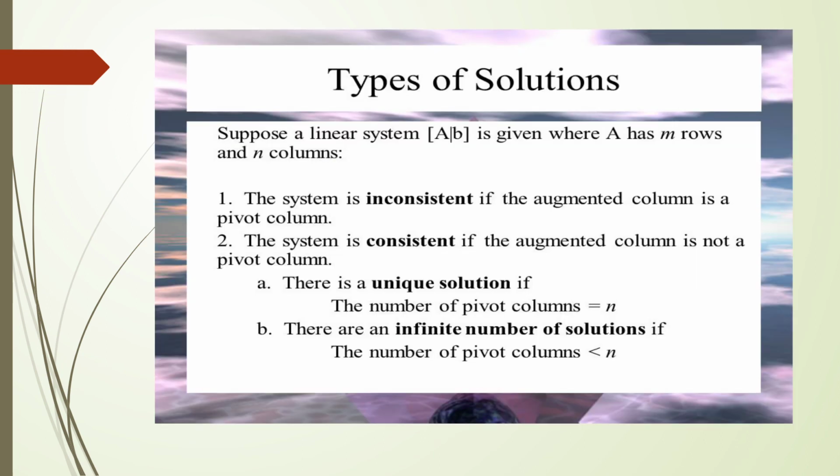Types of solution. Suppose a linear system AB matrix is given where A has m rows and n columns. The system is inconsistent if the augmented column is a pivot column. The system is consistent if the augmented column is not a pivot column. There is a unique solution if the number of pivot columns equals n. There is an infinite number of solutions if the number of pivot columns is less than n.